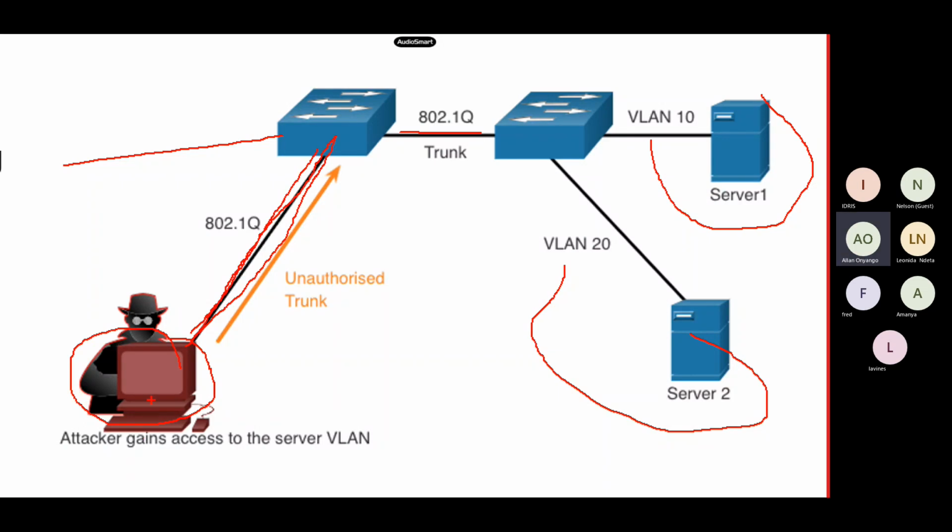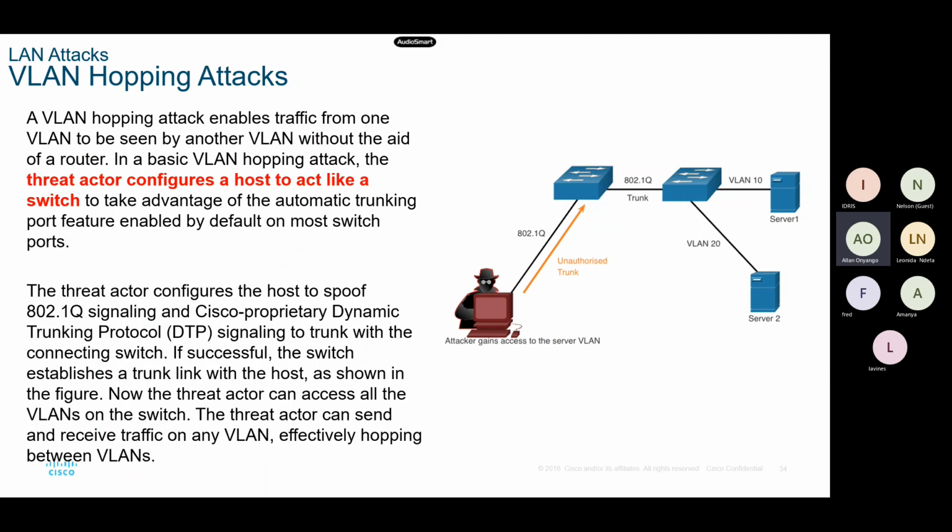Because once this hacker does that, he can manipulate, access, and eavesdrop on traffic coming from both server 1 and server 2. And those are not things you want to happen in your network. So the threat actor is going to spoof his PC using the protocol called DTP, so that the PC looks like a switch, and the threat actor can hop from VLAN 10 to VLAN 20, and from 20 to 10, and access traffic. That is a very dangerous one.